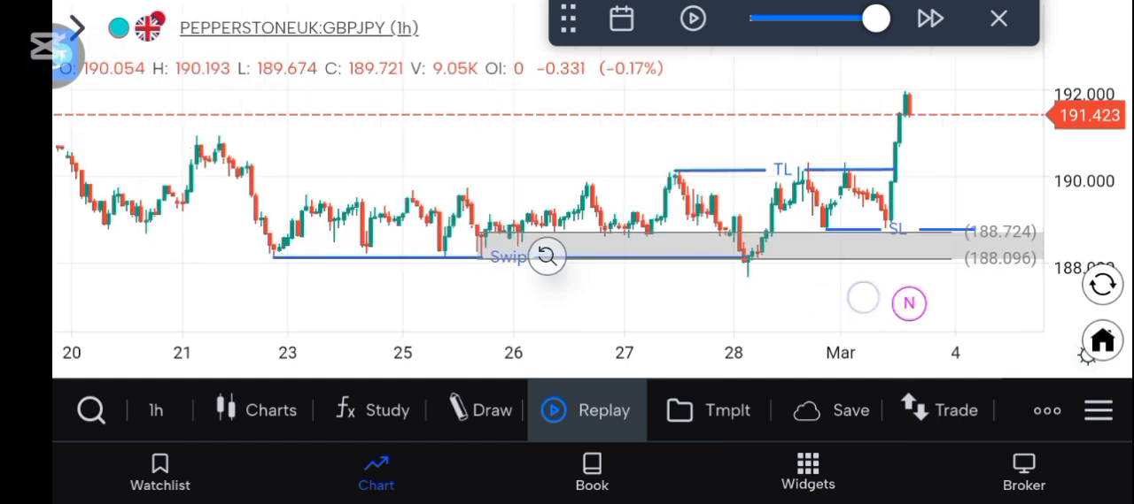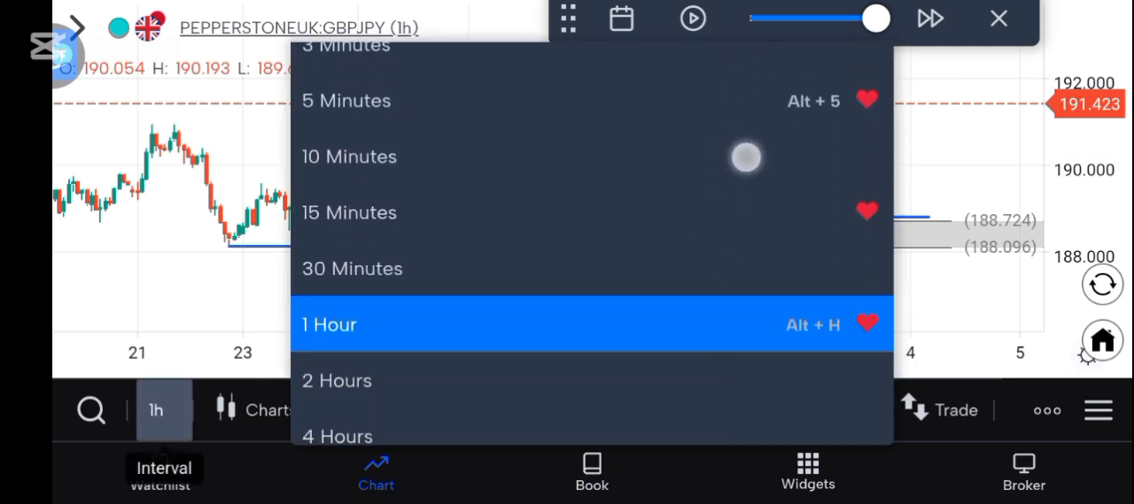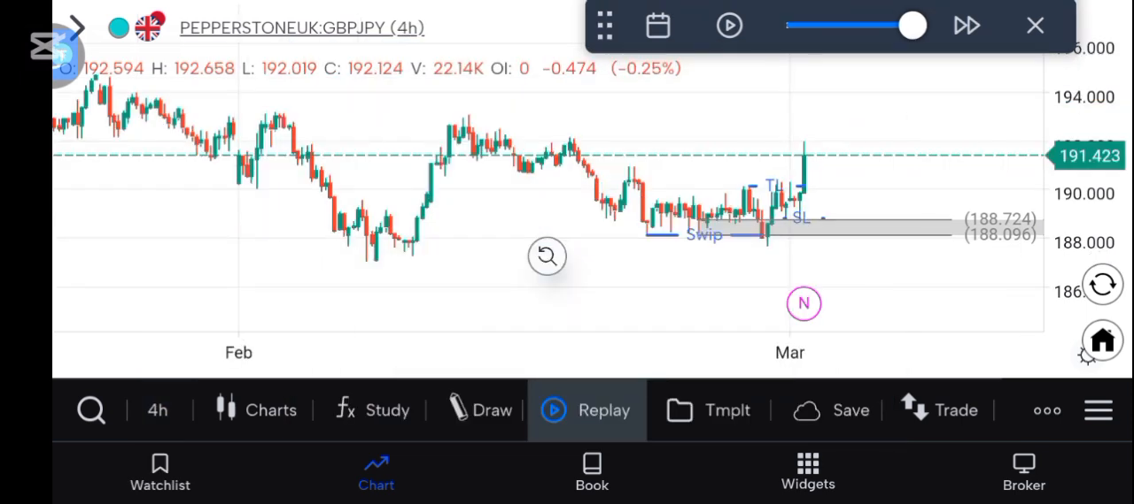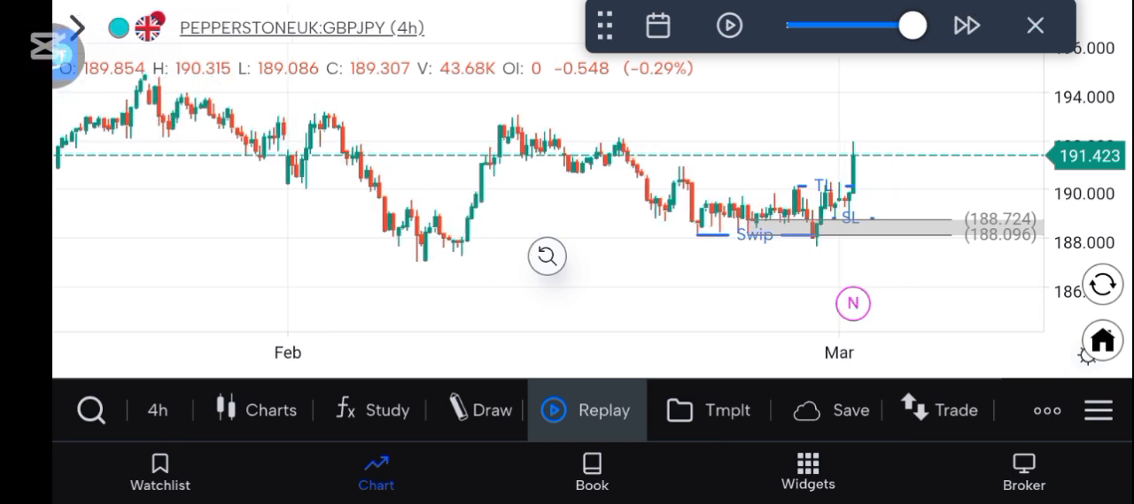So now we have to move to the 4 hour time frame, because now we're on the 1 hour time frame. Going to the 4 hour time frame, we want to look at the 1 hour setup and see, okay, is this setup formed at our POI?